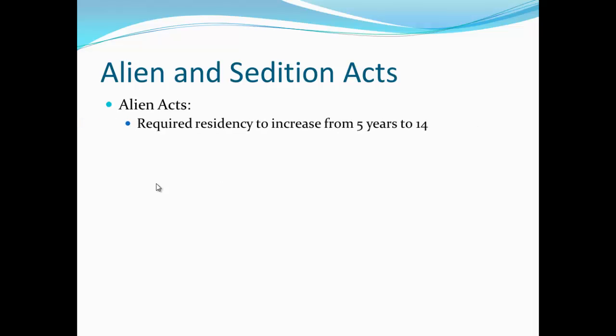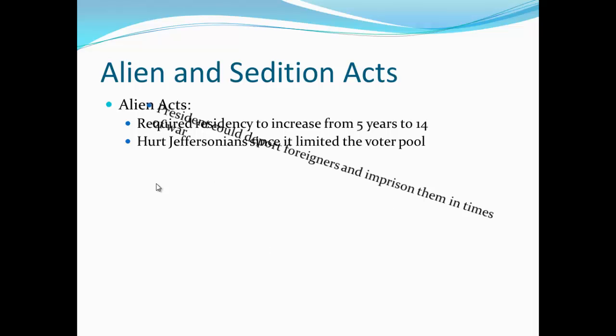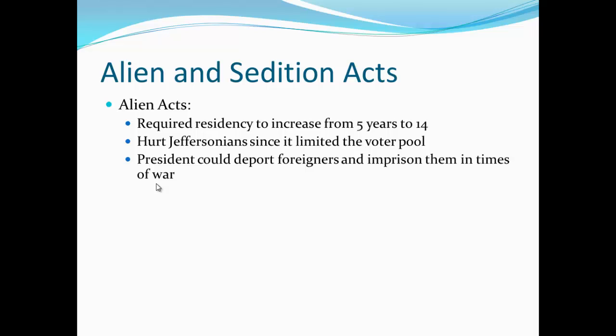2 separate acts, know the difference between each of them. The Alien Acts required residency to increase from 5 years to 14 years before you could become a United States citizen and vote. This would hurt those who would tend to vote for Thomas Jefferson, would limit the voter pool. Now it would take them 9 years longer before they could vote for Thomas Jefferson. The president could also deport foreigners and imprison them in times of war. So this gives the president a lot of power.